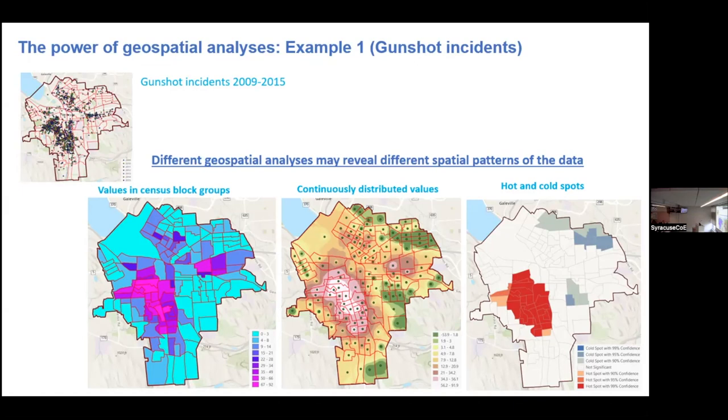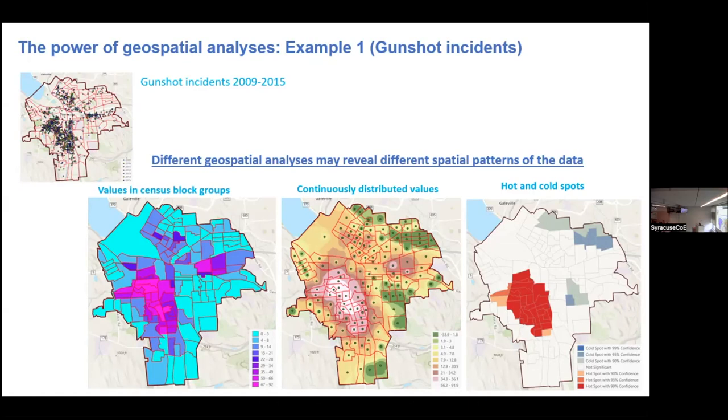What's interesting is this. If you look at this map, you still see a large number of gunshot events right here. So you would feel like this area is actually dangerous because there are a lot of gunshots. But from a statistical perspective, you see here is black, it's white. What does that mean? That means this cluster of high number of gunshots is not statistically significant. So in other words, it may not be as dangerous as you thought.